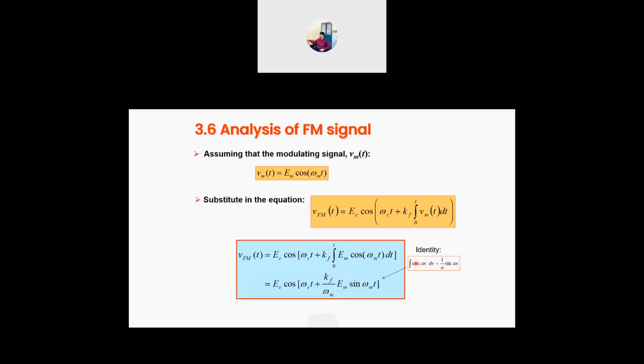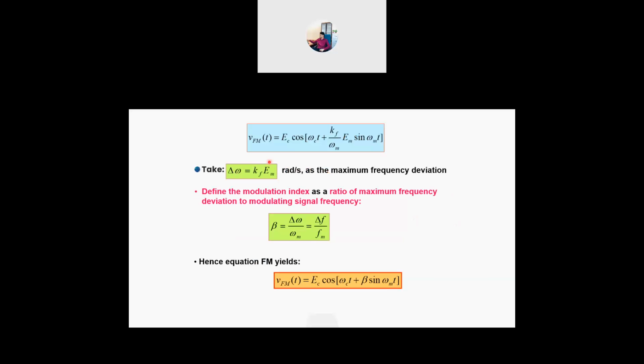This one, of course, is in the slide we give, but in the exam you do not necessarily have this, so hopefully you have good skill in trigonometry. So vFM(t) equals Ec cos(omega c t), and then you have this group. This can be simplified with KfEm, which equals delta omega, the maximum frequency deviation.